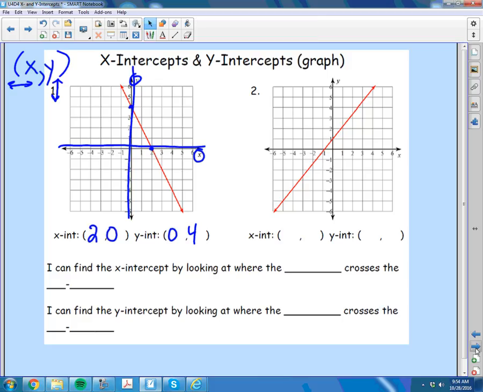We'll get that in a moment. But it means that there's still never more than one. That's all I say. You'll never have more than one x-intercept or y-intercept. Ever. Okay, we'll get that in a second.